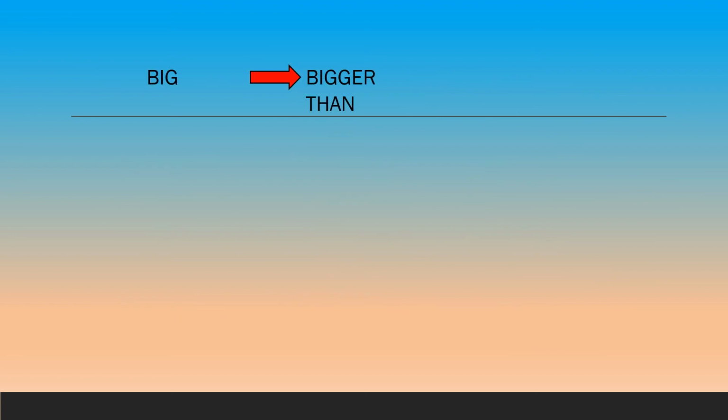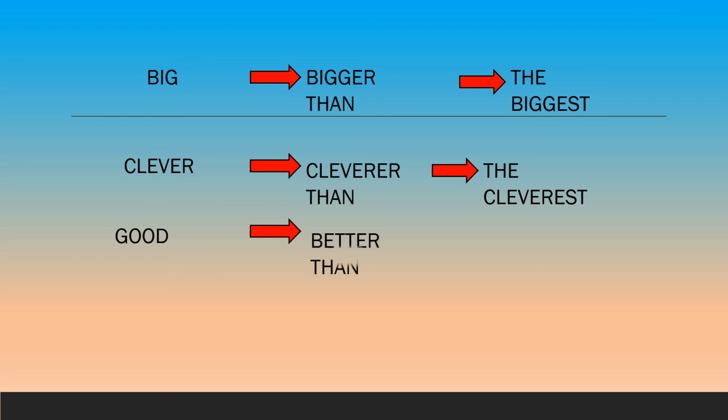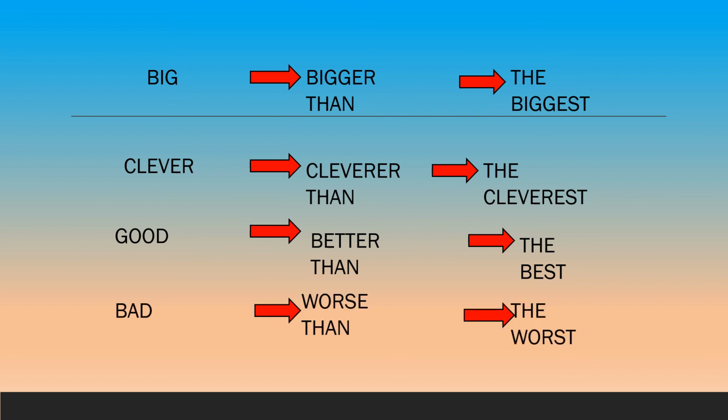Big, bigger than, the biggest. Clever, cleverer than, or the cleverest. In fact, in English, we sometimes can say more clever or most clever. Both of those are accepted in a native speaker's ears. Of course, you already know good, better than, and the best. Bad, worse than, and the worst.